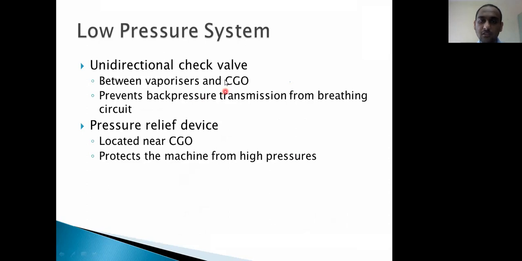Then you have the unidirectional check valve, which is present in between the vaporizers and the common gas outlet. Whatever pressure changes are happening in the breathing system, that is the circuits and the patient airway, are not transmitted to the vaporizer, as they can change the output of the vaporizer as well as the flow meters. Then you have the pressure relief device. If there is excessive pressure inside the intermediate or low pressure system, this excessive pressure is released, so that the machine and all the components are protected from high pressure and its effects.